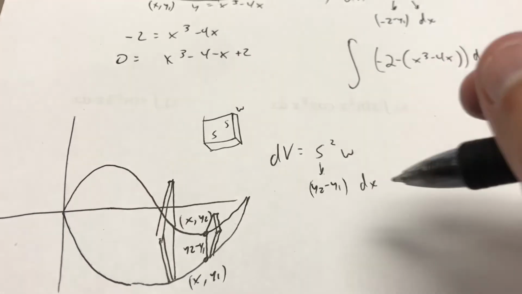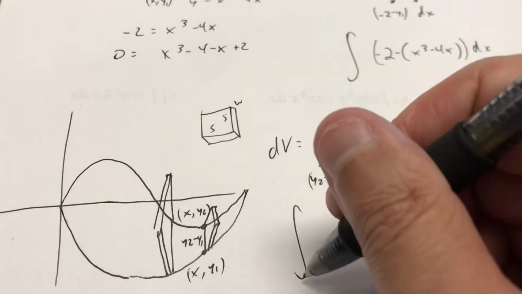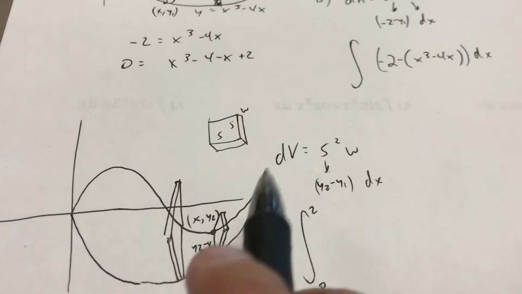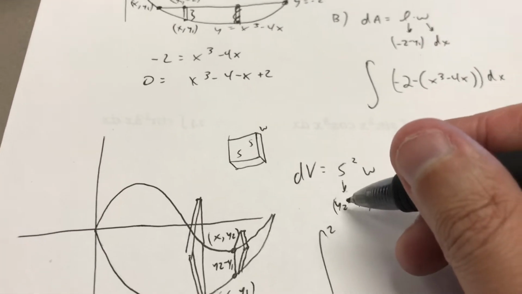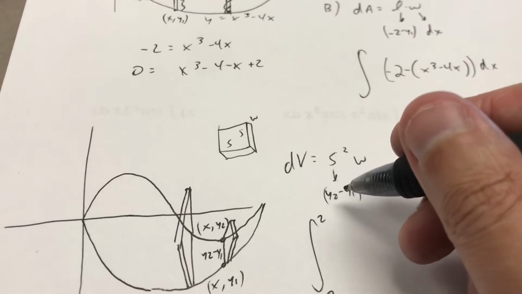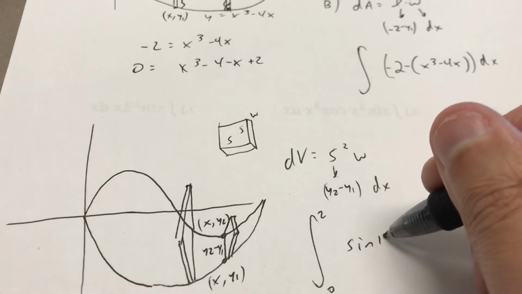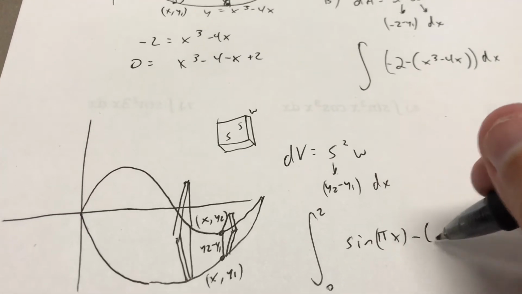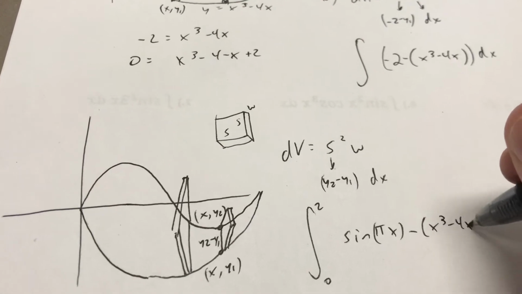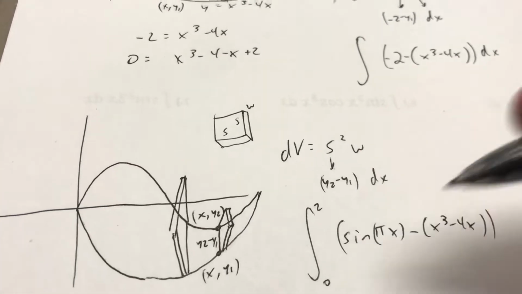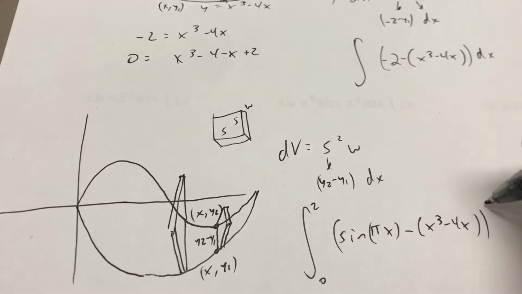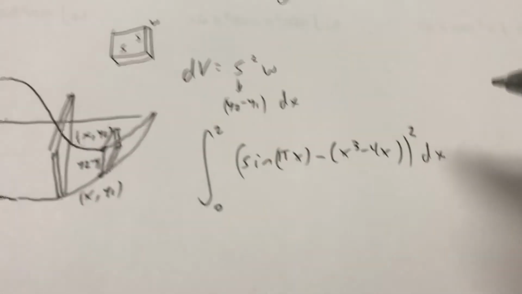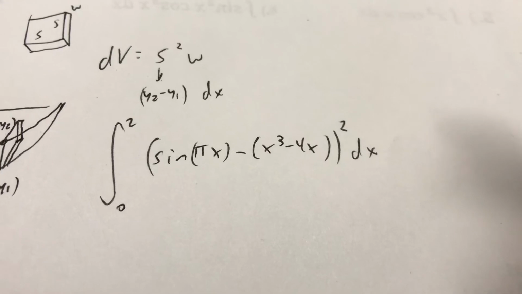Okay, so we could go ahead and fill all that in. I'm going to take the integral starting at 0, ending at 2, an x value of 0 over to an x value of 2. We're taking the y2 function, which is the upper function, that's sine of pi x, and we're subtracting the y1 function, which is x cubed minus 4x. Make sure you've got parentheses on this. Okay, so it's the side squared times dx, and everything is in terms of x now. That should be our integral there.